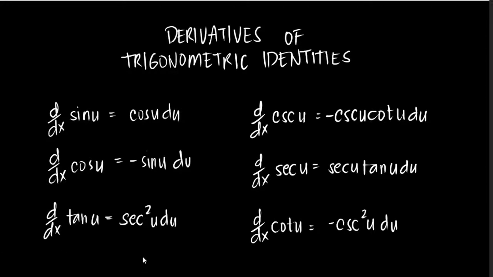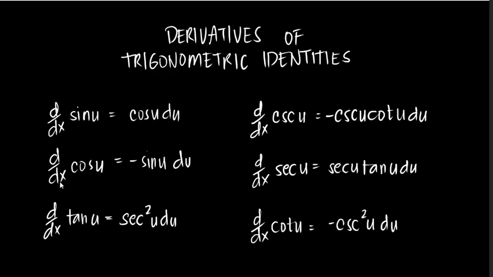Okay, today we're going to talk about the derivatives of trigonometric identities, and we have here a little table with all the 6 basic trigonometric identities and their derivatives. So let's check the first identity. Sine u, wherein u is a function. The derivative of sine u is cosine u. So you just copy the function u, and then you derive u.